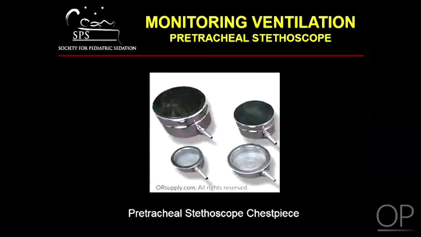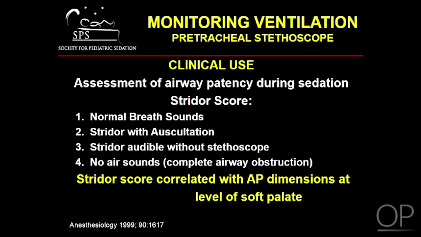The pretracheal stethoscope chest piece, pictured here, is an innovative means to allow a clinician continuous auditory monitoring of ventilation. By taping this stethoscope to the skin adjacent to the patient's trachea, a continuous qualitative assessment of ventilation can be performed. One useful adjunct to the pretracheal stethoscope is the Stridor score, depicted here.